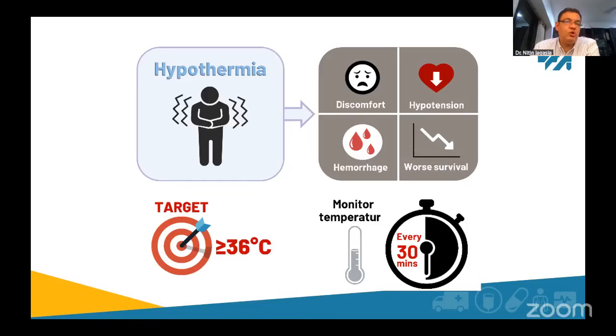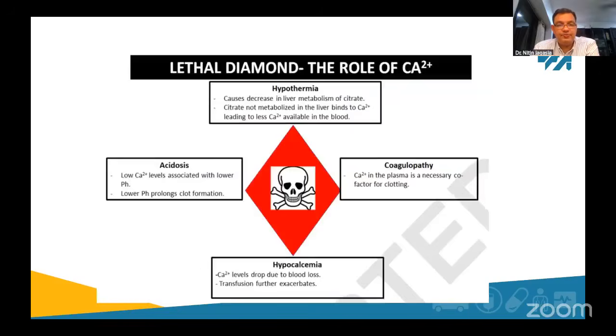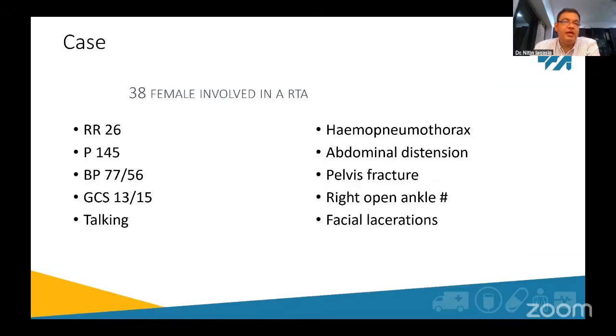So we need to have a core temperature monitor, either esophageal or rectal, so you can actually measure it and you can actually correct it. There's a role of calcium, which you saw in the massive transfusion protocol as well. You're going to measure it and you're going to replace it along with that.